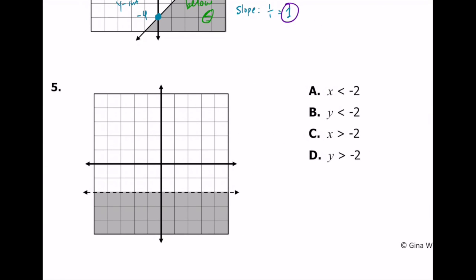Let's try another one. This is going to be a horizontal line. So right away we can say that a horizontal line is always y equals. So we can already eliminate A and C because those are x and not y. So once again, the key distinction between B and D is the direction that these are facing in. So we wanted the graph that is shaded below. So we want the inequality symbol that faces this direction, which is B.